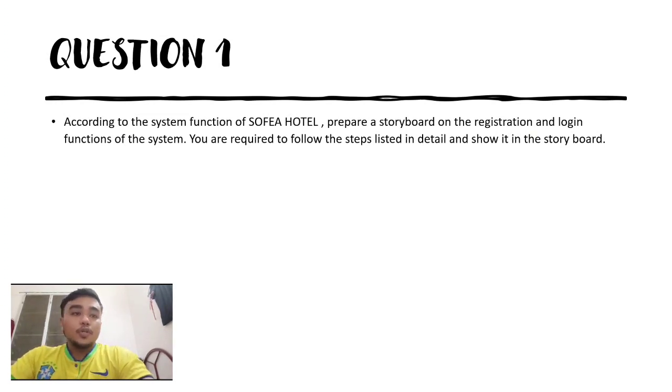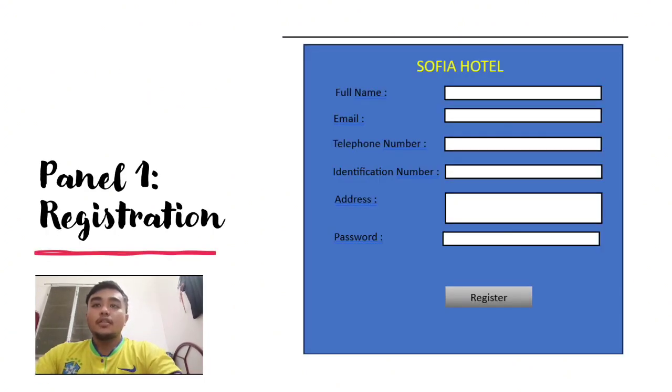So for question one, according to the system function of Sophia Hotel, prepare a storyboard on the registration and login function of the system. You are required to follow the step list in detail and show it in the storyboard. Okay, for panel one, registration.